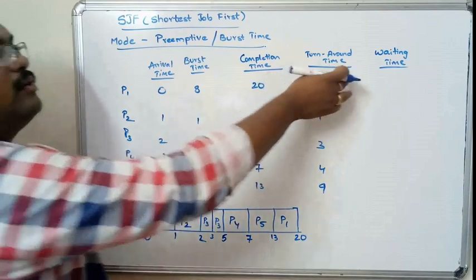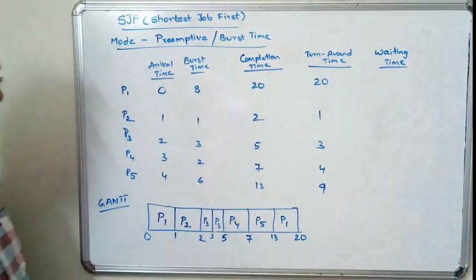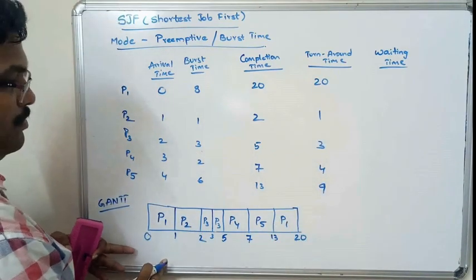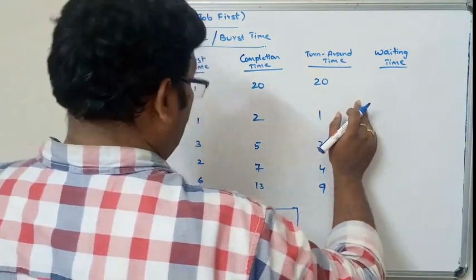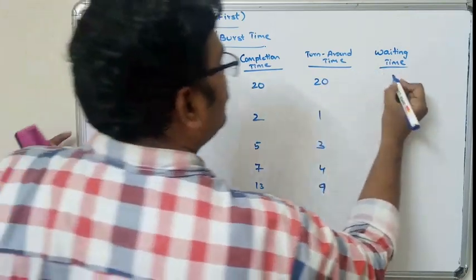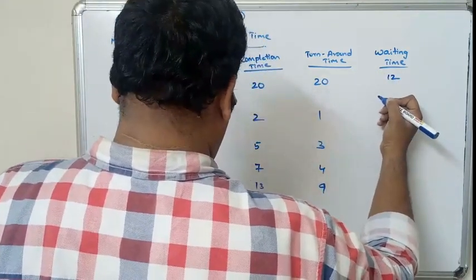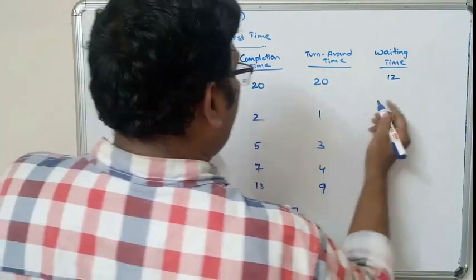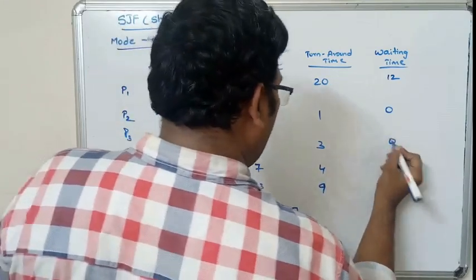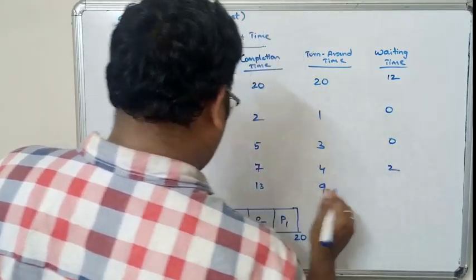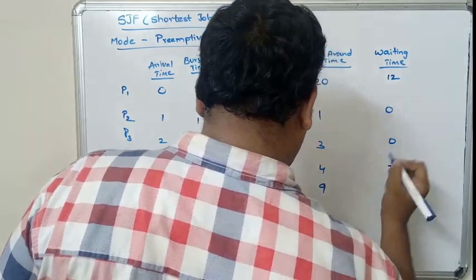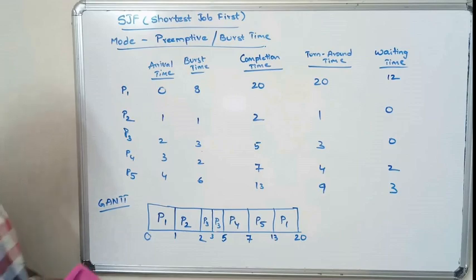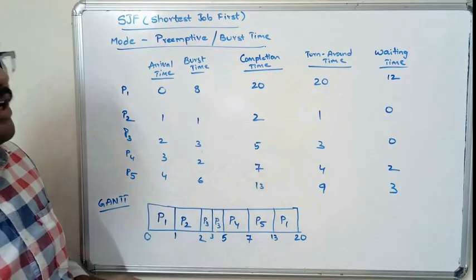Waiting time, that is turnaround time minus burst time. Right? See, 20 minus 8, it's 12. Next, 1 minus 1, it's 0. 3 minus 3, it's 0. 4 minus 2, it's 2. 9 minus 6, it's 3. Right? So that's the waiting time.